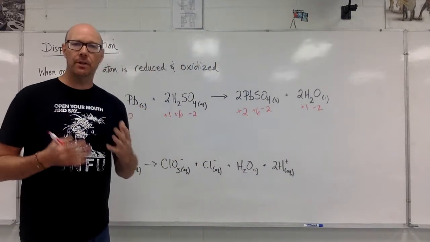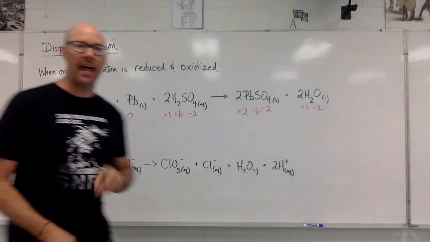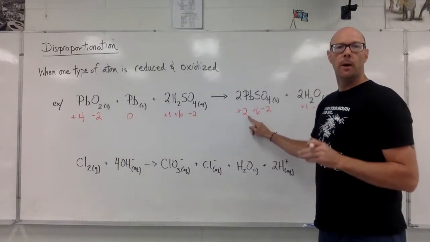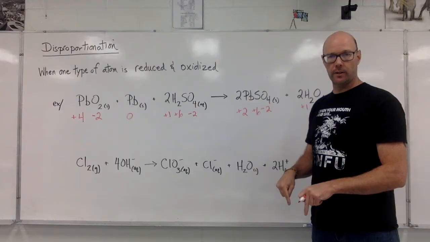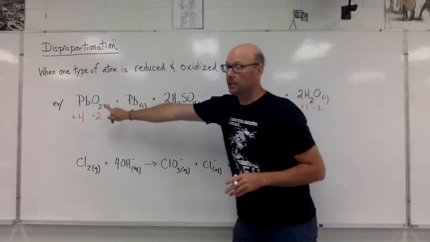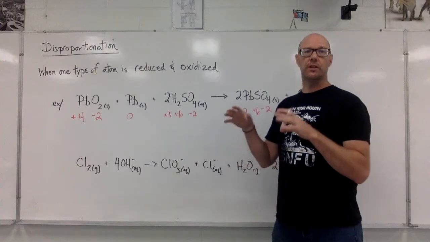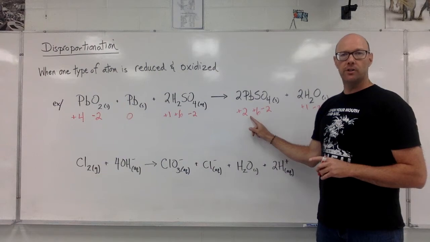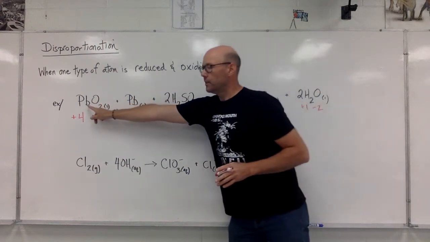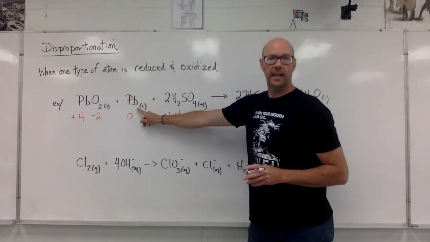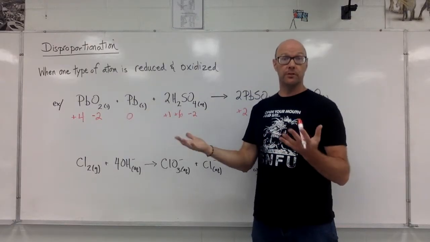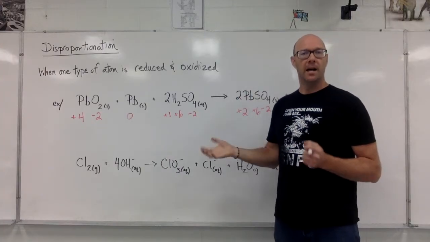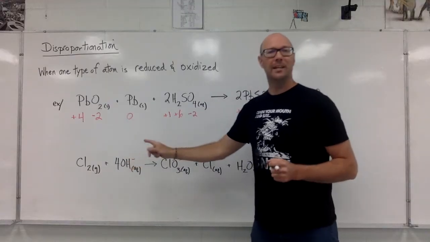When I now examine the oxidation numbers that I have, I can see that the lead here was at +4 and here it's +2. +4 to +2 is a decrease. That means the lead here in the lead 4 oxide got reduced. The number went down. But this lead started at 0 and went up to +2. It got oxidized. This lead got reduced. This lead got oxidized. Lead in two different situations, getting oxidized and reduced. That's disproportionation.